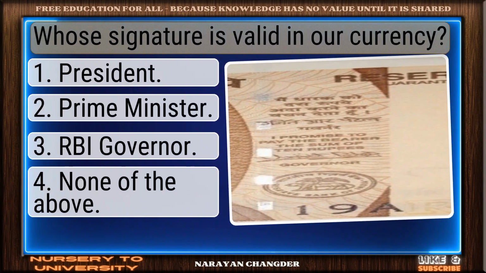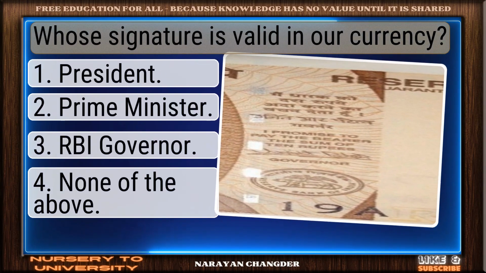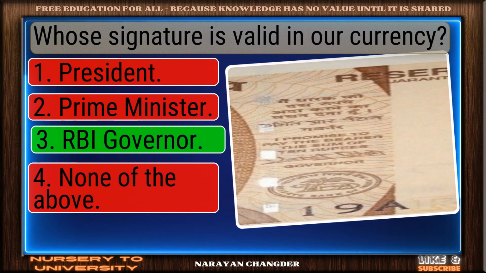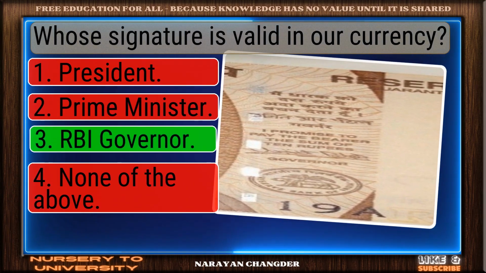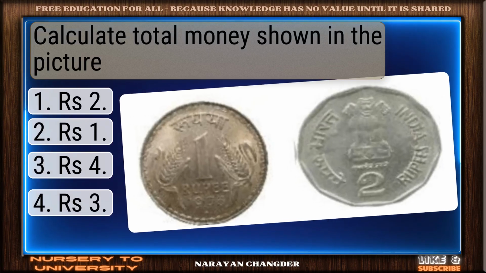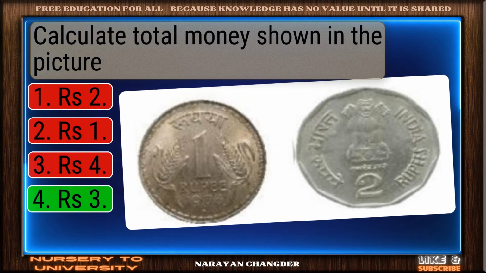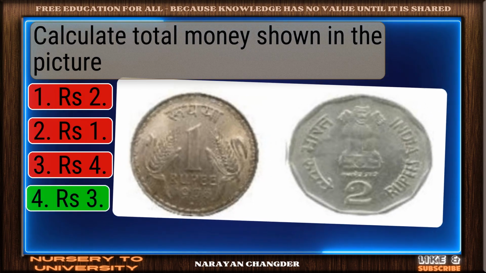Whose signature is valid in our currency? Well picked. RBI Governor is the correct answer. Calculate total money shown in the picture. Nice work. You chose Rs 3 and it is correct.